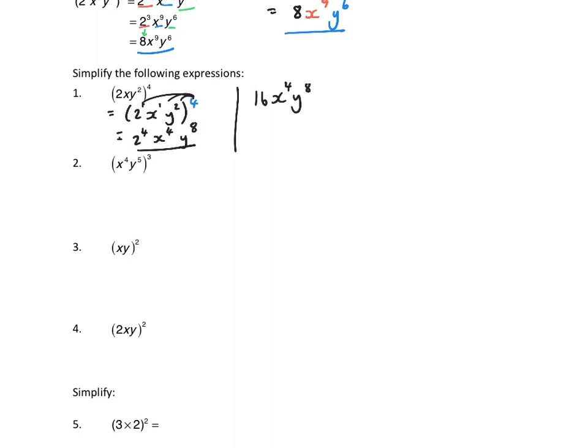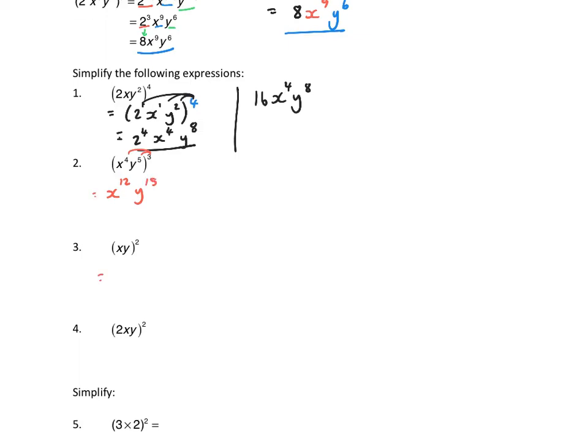Okay, next one, multiply the exterior exponent to each of those interior exponents. So it's x to the power of 4 times 3 is 12. 3 times 4 is 12. And then 3 times 5 is 15. That's all there is to it.